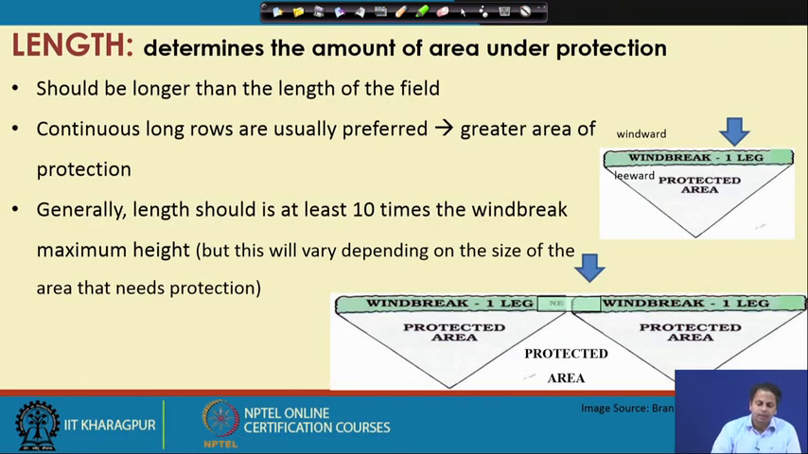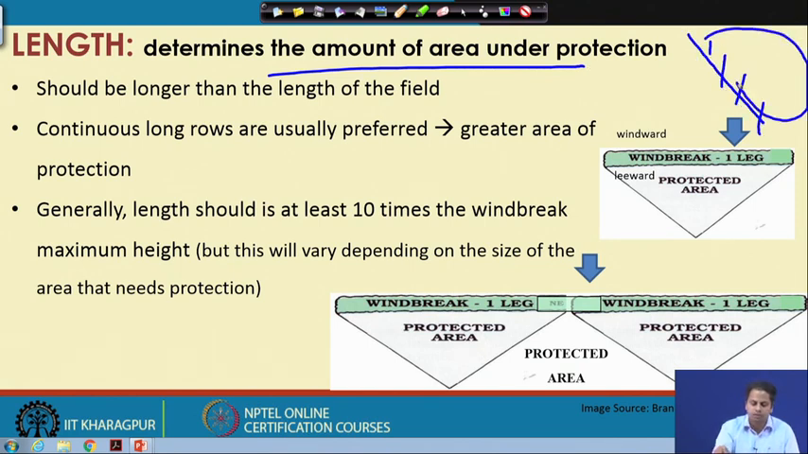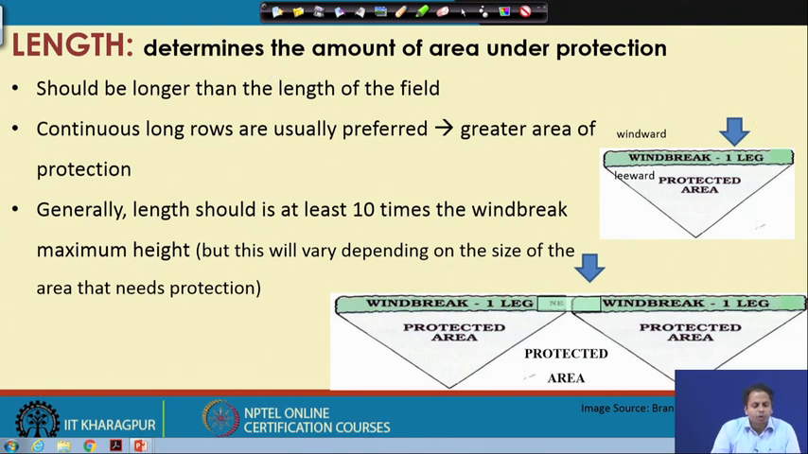Now length is also a very important parameter, because it determines the amount of area which will be under protection. So suppose for this windbreak, this will be the area. In the last slide we have seen the area of protection for that particular length. So length is a very important parameter that determines the amount of area that will be covered and protected.